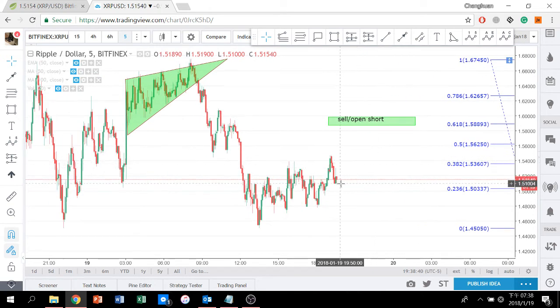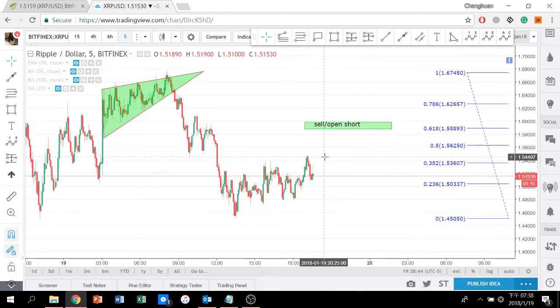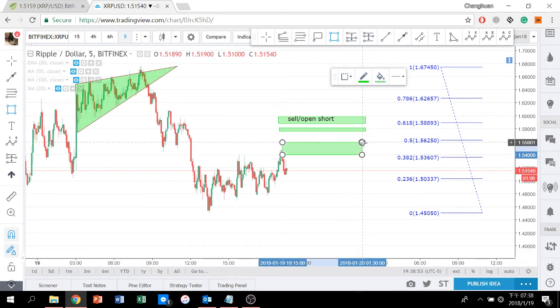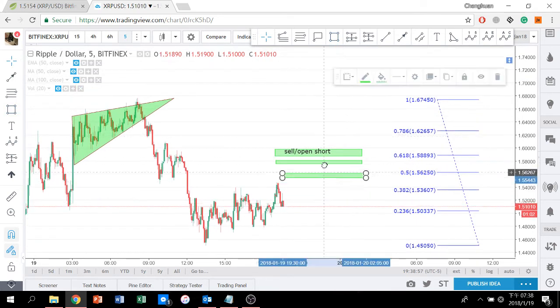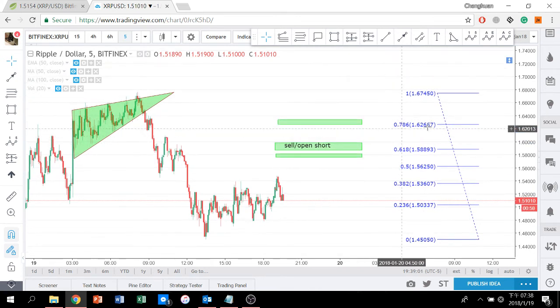I sold it because I saw the RSI on the 1 minute chart was going to fall down again. But even if it goes up again, I'm just going to add position and ladder my sells all the way up. I'm just going to keep selling as it goes up, keep selling as it goes up. And no matter how high it goes, even if it goes up to here, 0.786, even if it goes to this price point, I'll keep selling.